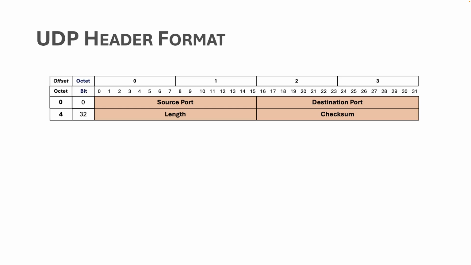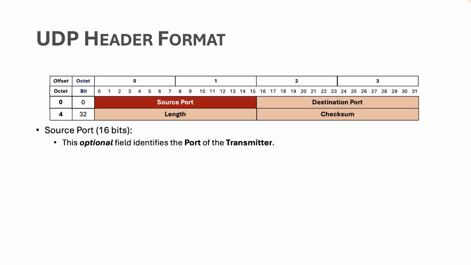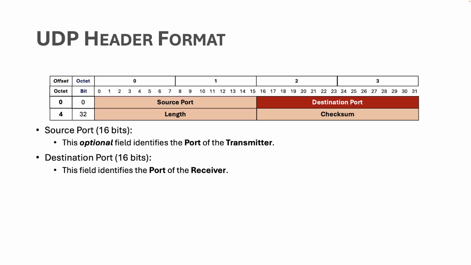In the following, we are going to present the UDP header format field by field. First, we have the optional source port field that identifies the port of the transmitter. When it is employed, it should be assumed to be the port to reply to. Next, we have the destination port, which identifies the port of the receiving device.